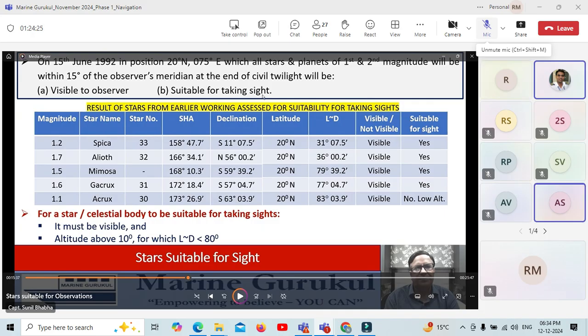Any more doubts up to here? Sir, for this altitude to be above 10 degrees, where will we find the altitude of these stars? You cannot find the altitude of these stars. What you can find is L difference D, and if L difference D is less than 80, this ensures that the altitude is more than 10 degrees. Okay, sir. Okay.